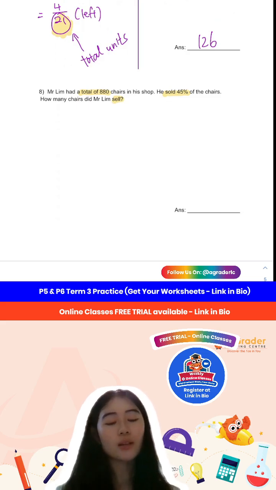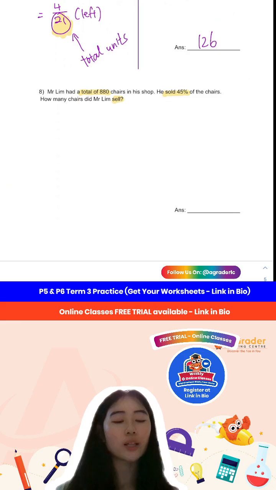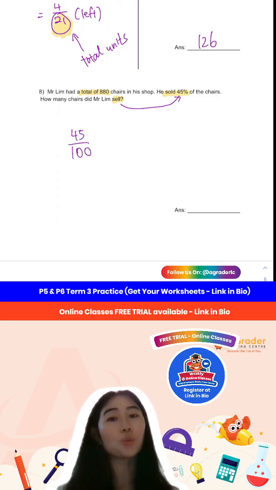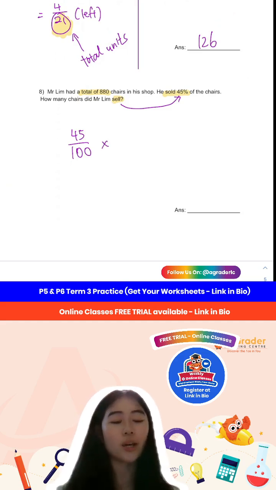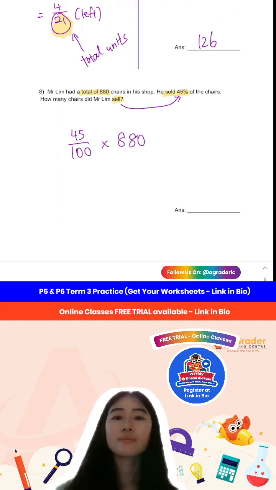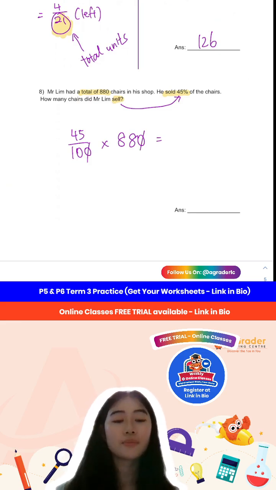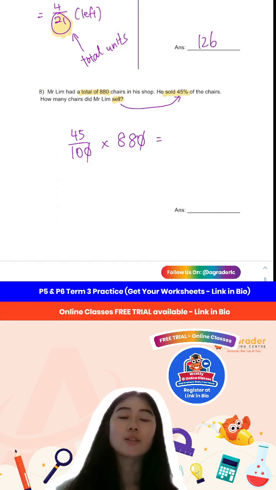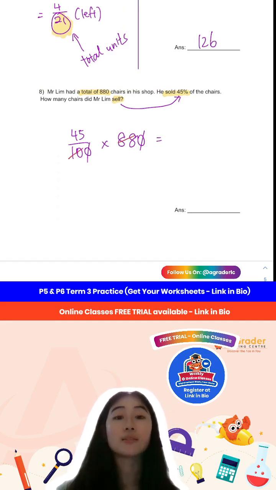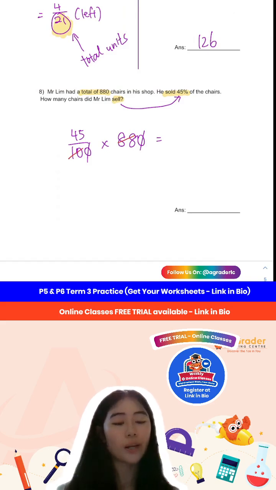So let's go through this. How many chairs did he sell? You know that he sold 45%. So all you need to do is to write 45% as a fraction, and then you multiply the number of chairs, which is 880. So you can do your cross cancellation. I'm going to cancel the zero first. And then after that, I noticed that I can cancel 10 and 88. So both these numbers can divide by 2. Okay, so I will have 5 and 44.